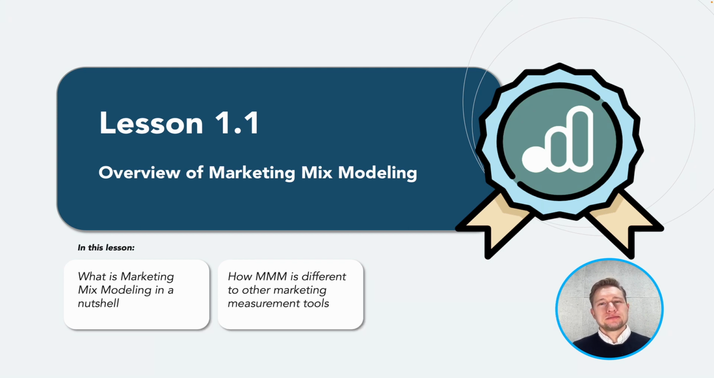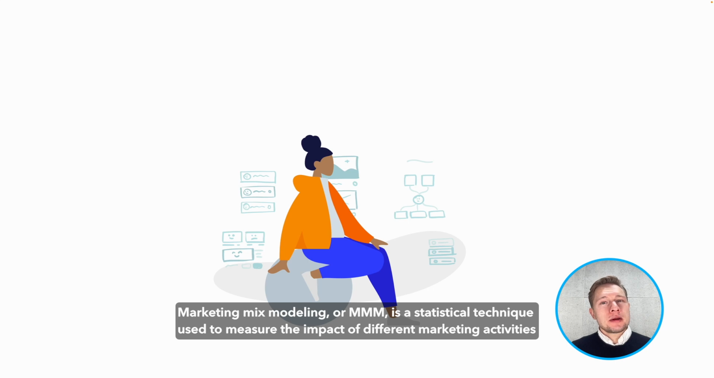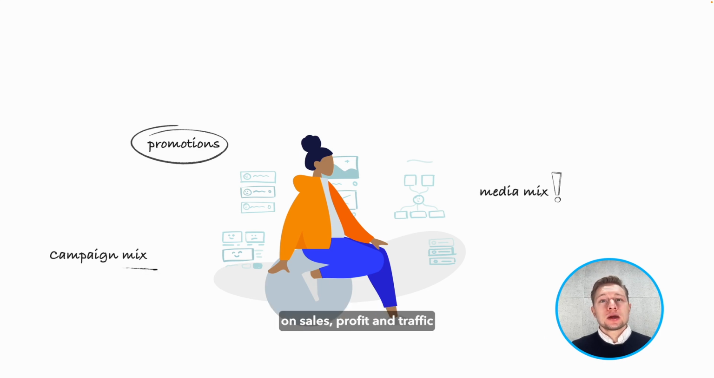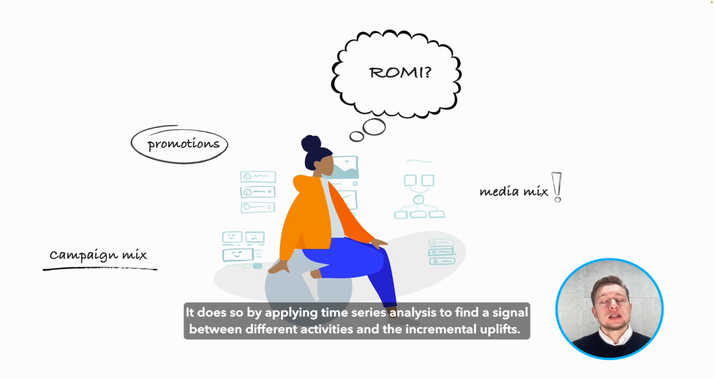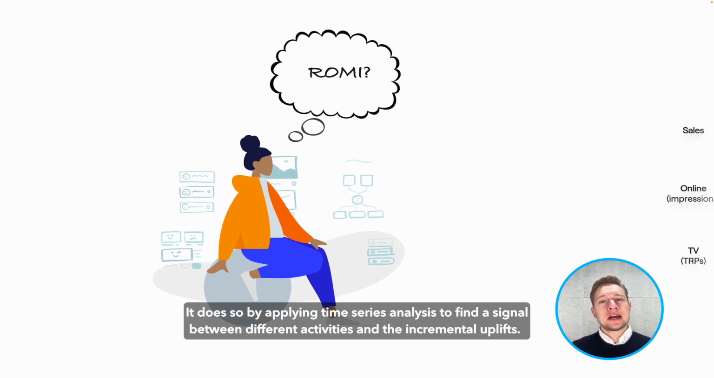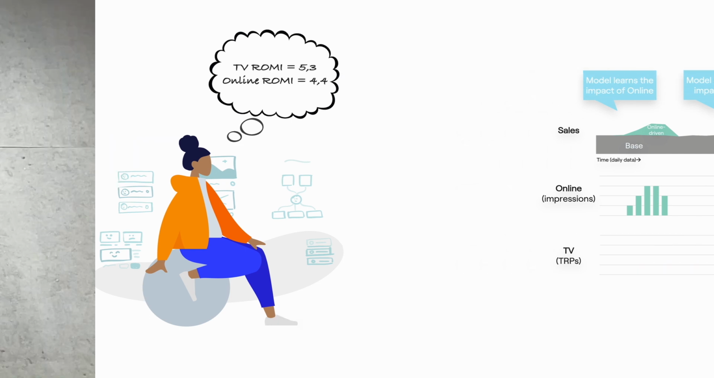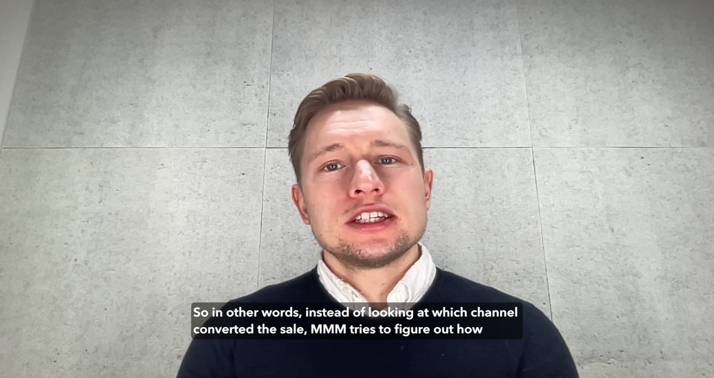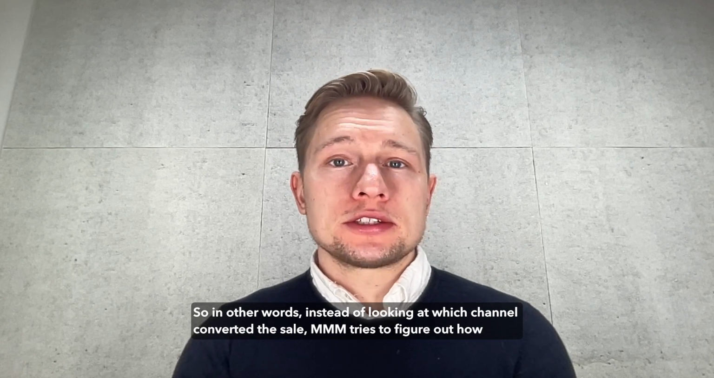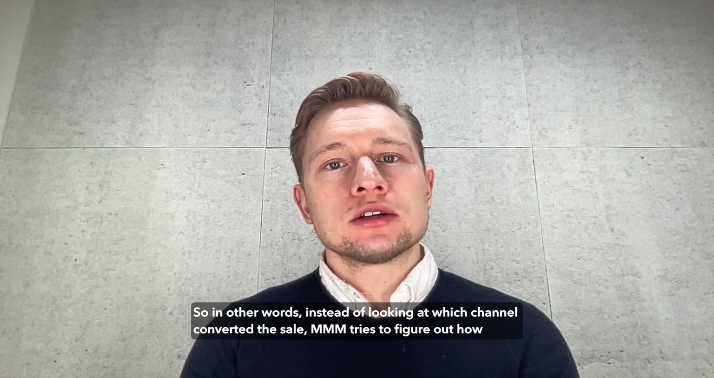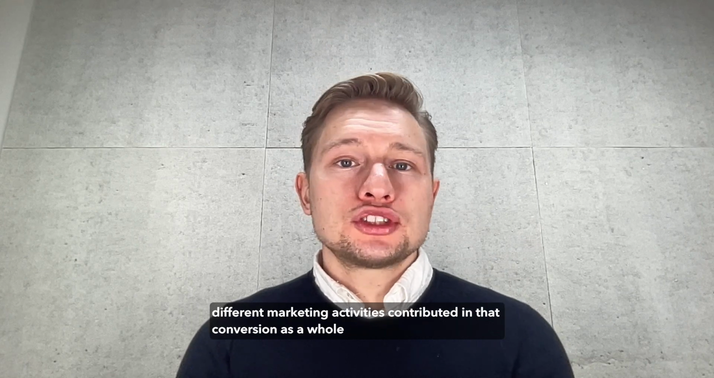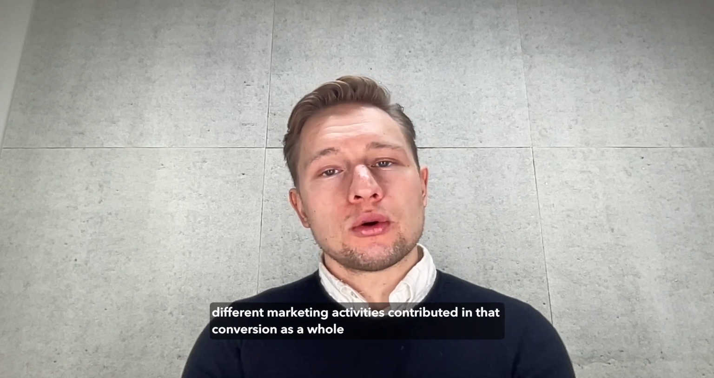Let's jump into it. Marketing mix modeling, or MMM, is a statistical technique used to measure the impact of different marketing activities on sales, profit, and traffic. It does so by applying time series analysis to find a signal between different activities and the incremental uplifts. So, in other words, instead of looking at which channels converted the sale, MMM tries to figure out how different marketing activities contributed in that conversion as a whole.